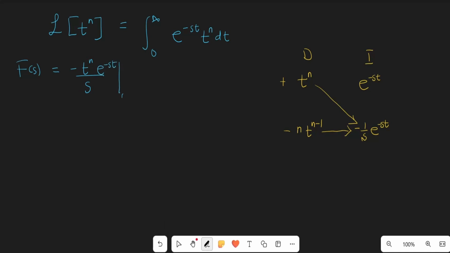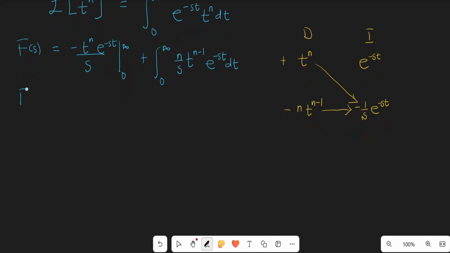We take the limits of integration from 0 to infinity, and now the negative, when we multiply them, becomes positive, because we are multiplying terms horizontally. So we have to take the integral from 0 to infinity of what we have, which is now n over s, t raised to the power n minus 1, and then e raised to the power negative st dt. Cool. I'm going to show you in a moment why these limits will evaluate to 0.